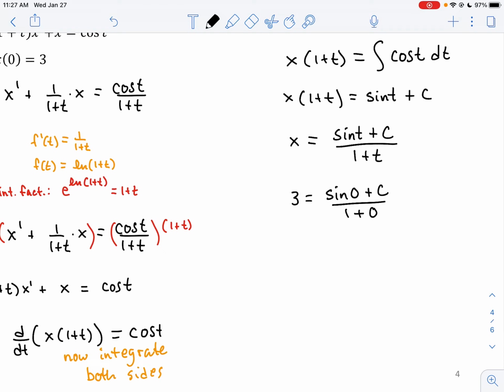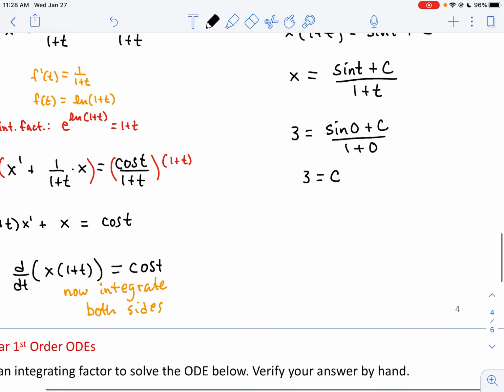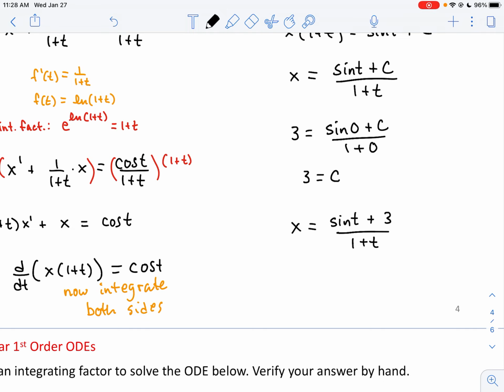Well, sine of 0 is 0, so the top just becomes c, and the bottom becomes 1, so we get cleanly that c must be 3. And so our final result, the particular solution that's explicit, is x is equal to (sine of t plus 3) all over (1 plus t).